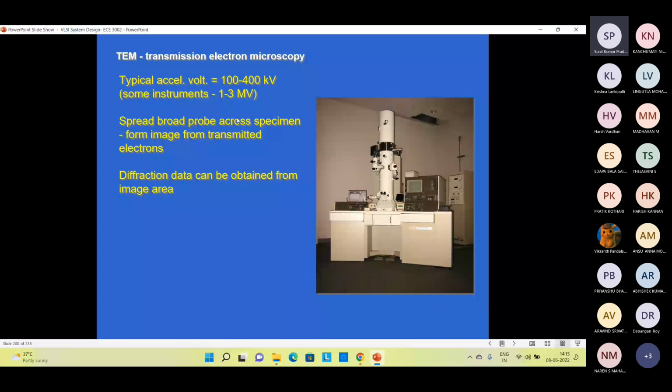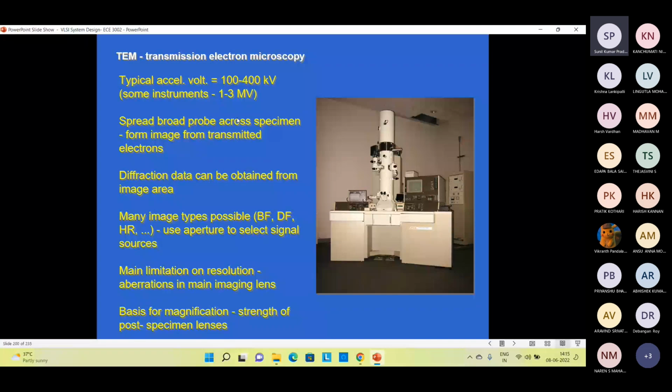This is a typical electron microscope. If you can see here, this is the electron microscope, and somewhere the electron gun is here at the top of it. The electrons are emitted, and they finally interact with our samples, and then some interaction will take place.